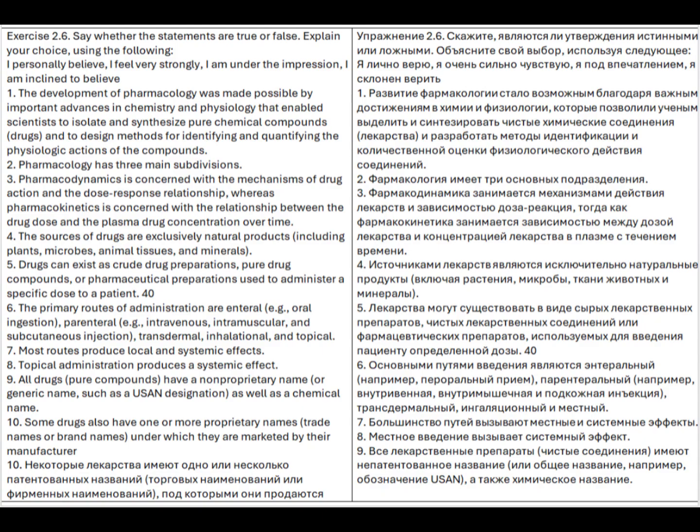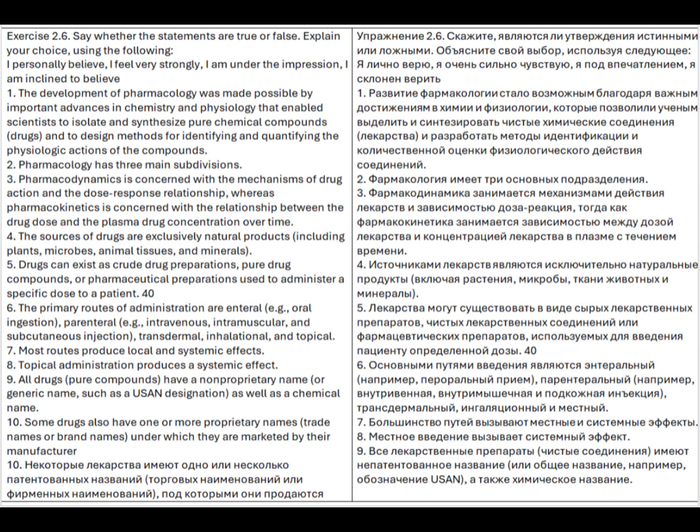5. Drugs can exist as crude drug preparations, pure drug compounds, or pharmaceutical preparations used to administer a specific dose to a patient. 6. The primary routes of administration are enteral, e.g., oral ingestion, parenteral, e.g., intravenous, intramuscular, and subcutaneous injection, transdermal, inhalational, and topical.